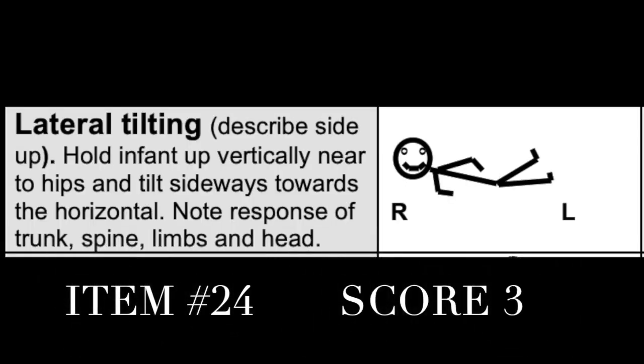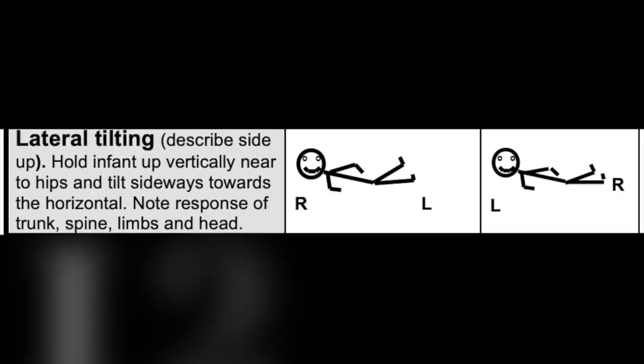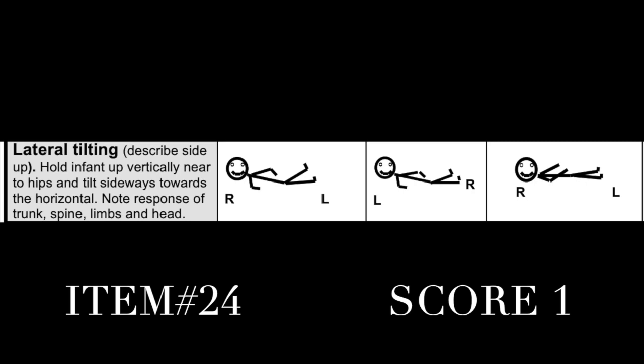Item 24. Lateral tilting. Describe side up. Hold infant up vertically near the hips and tilt sideways towards the horizontal. Note the response of the trunk, spine, limbs, and head. Look at the pictures for score 3, score 2, score 1, and score 0.